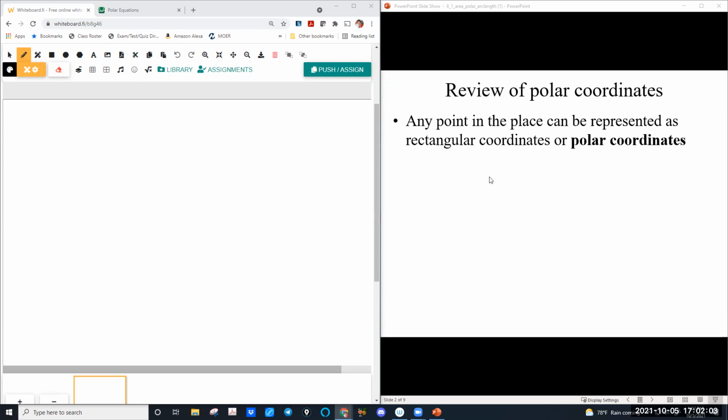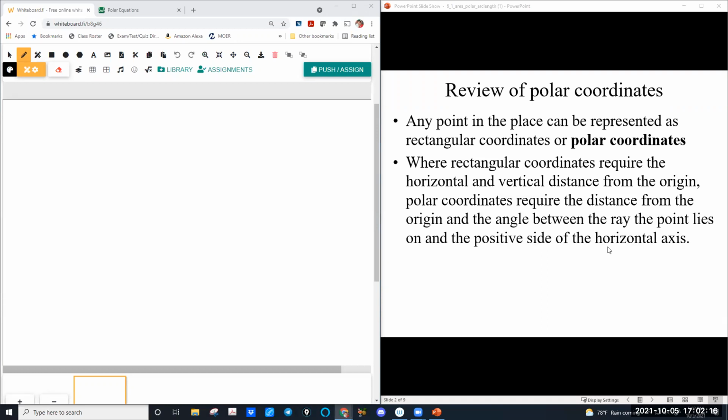So we've been dealing with all rectangular coordinates up to now, but we have to be aware of polar coordinates, and we'll use them a little bit this semester, and we'll use them even more in Calc 3. There are times when things are easier to represent with polar coordinates. Now, rectangular, a point is represented as a horizontal and vertical distance from the origin, whereas polar coordinates only need the distance from the origin and an angle that is made with the positive horizontal axis.